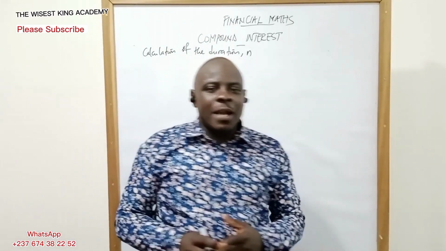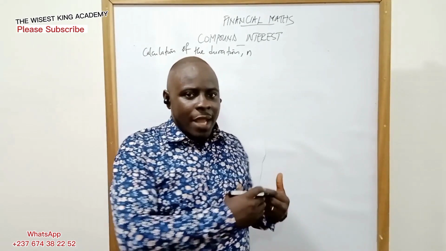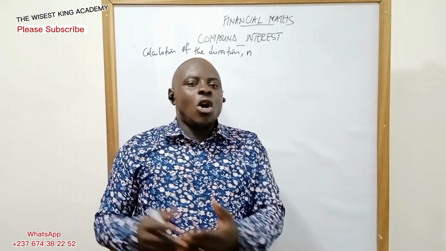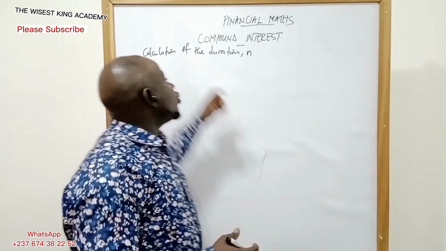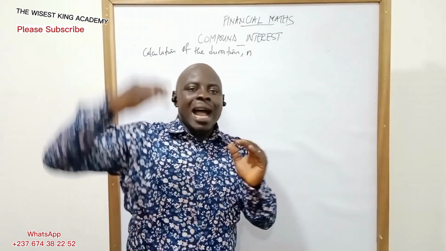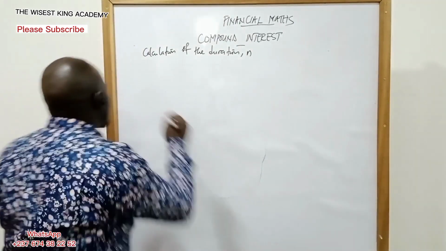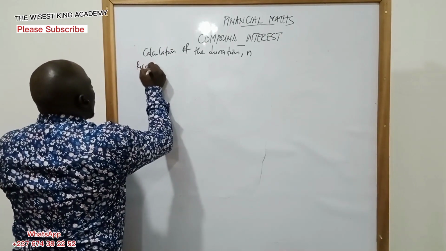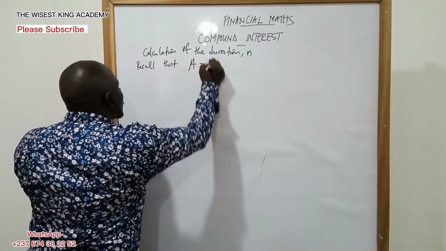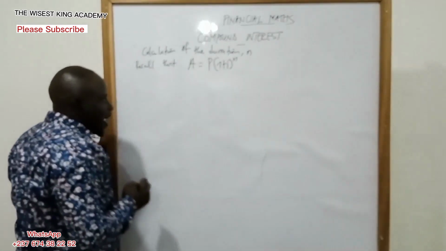You can either use the financial table or you go directly with the acquired value formula, which is what we are going to do here. And when you go directly, there's an option you can use log or otherwise. But with the duration, since the duration comes in the formula as a power, as an exponent, you must apply log. Now let's see how that goes. Recall that the acquired value is equal to P into 1 plus I raised to the power n.